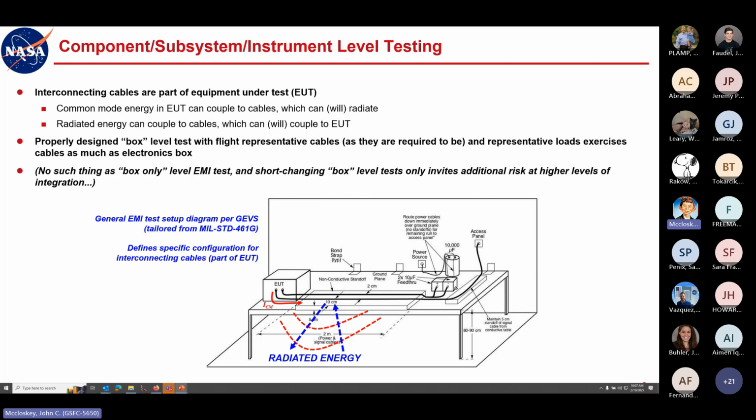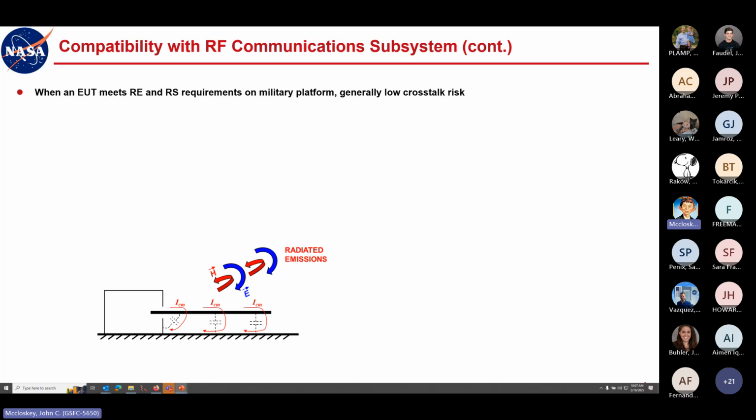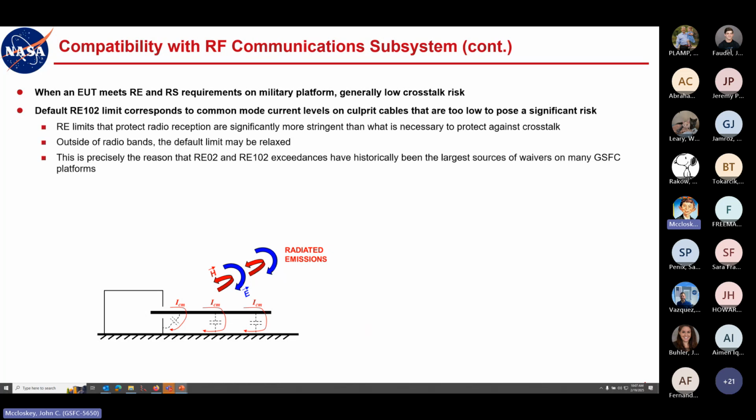You want to flag issues at this level and address them before you integrate them onto the platform, because it gets a lot more expensive, time consuming and messy, and project managers don't like it very much if you have these kind of issues on an integrated platform that you should have found during these lower level tests. So when an EUT meets radiated emissions and susceptibility requirements on a military platform, there's generally a low risk of crosstalk. It's because the default RE102 limit corresponds to common mode current levels on culprit cables that are way too low to pose a significant risk.